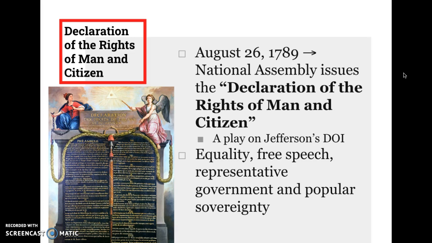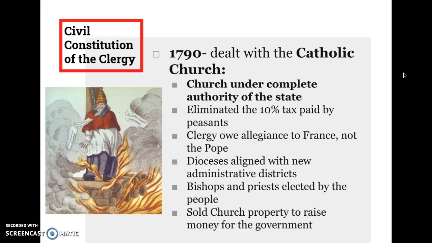Now I'm going to add an asterisk there. Remember, it was not all those things for all people. Primarily landowning white men are going to be who get those rights.